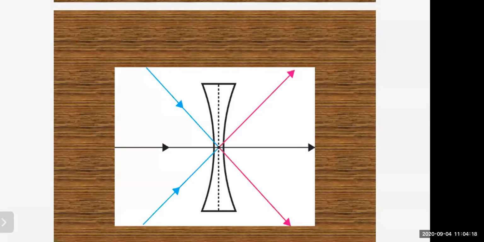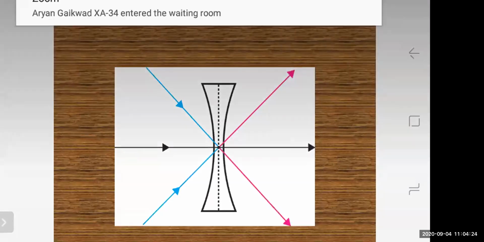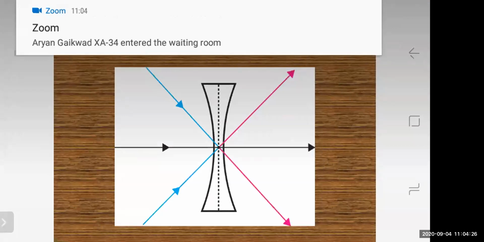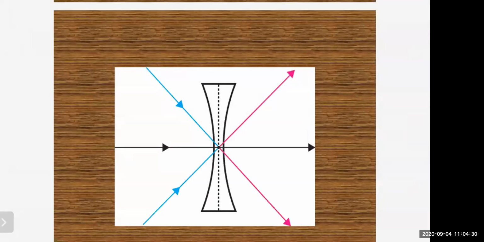So light rays parallel to the principal axis falling on a convex lens come together, okay, and they get focused at a point on the principal axis. That's why we call this type of lens a converging lens. Okay, that is a converging lens, right? So in this way, we have gone through the different types of lenses, right?